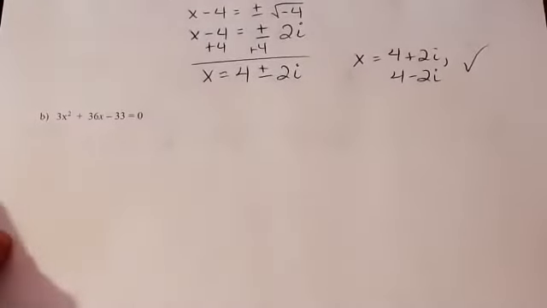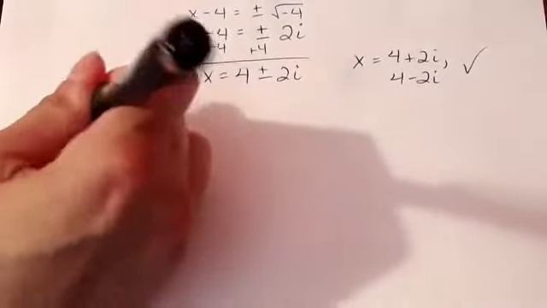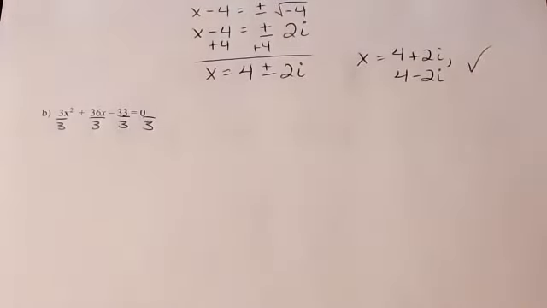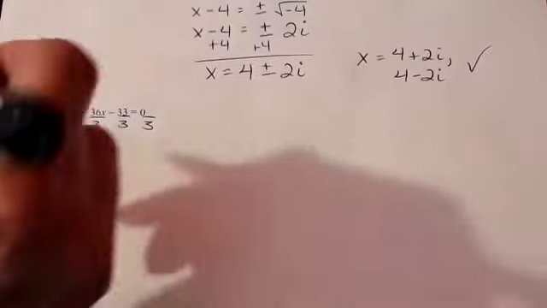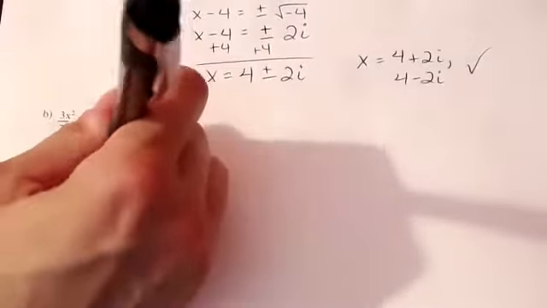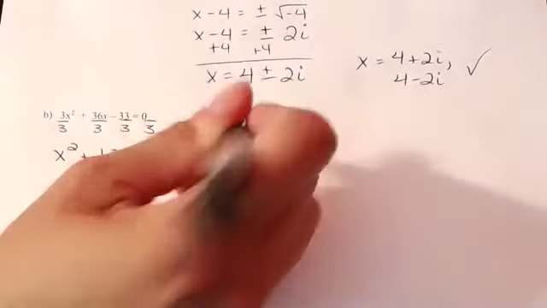For part B, we have 3x squared plus 36x minus 33 is equal to 0. I don't know about you, but do you see that that 3 is jumping out at you? It's like slapping everybody in the face, right? It's like, I'm here. Let's divide out 3 from every term. Let's divide out 3 first. So we're going to divide every term by 3 so that we can essentially make sure that our leading coefficient is a 1. So that leaves us with x squared plus 36 divided by 3 is 12x. 33 divided by 3 is 11. And of course, 0 divided by 3 is 0.